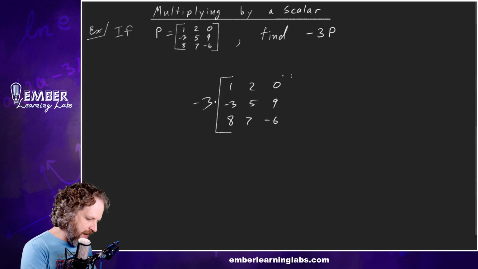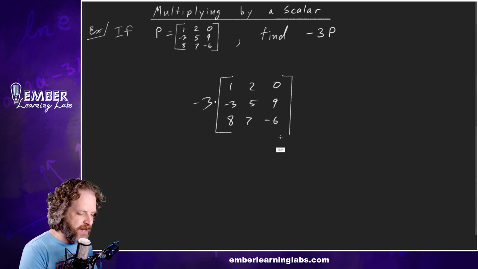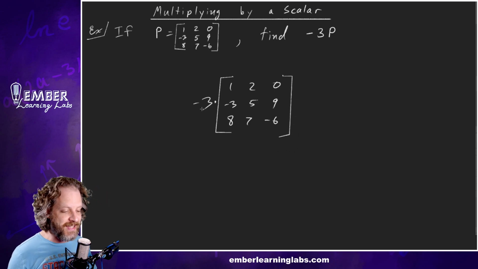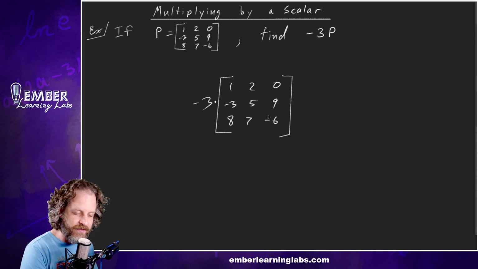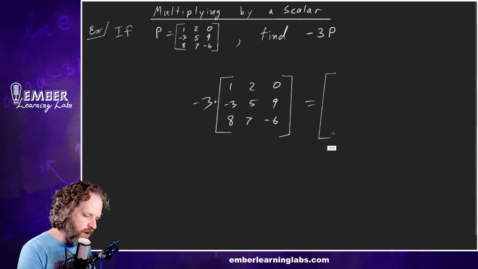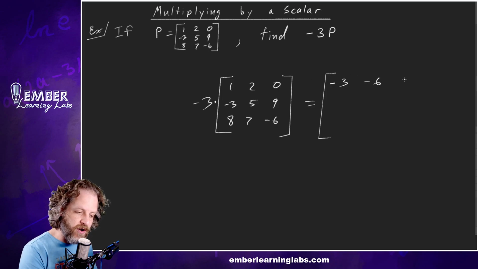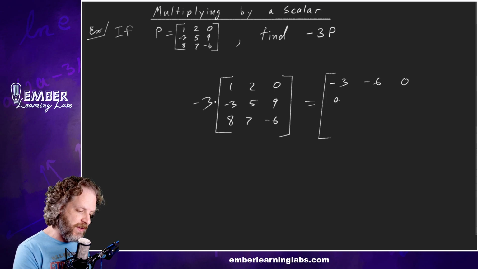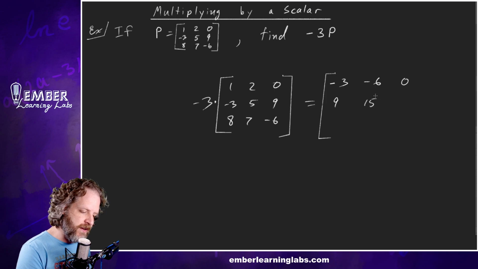So we've got a 3 by 3 matrix times a scalar. When we're multiplying times a scalar, it's really simple. You just take and multiply this times every single element in the matrix. So this would equal, so -3 times 1 is -3. -3 times 2 is -6. -3 times 0 is 0. -3 times -3 is +9. Negative times negative is positive. -3 times 5 is 15.